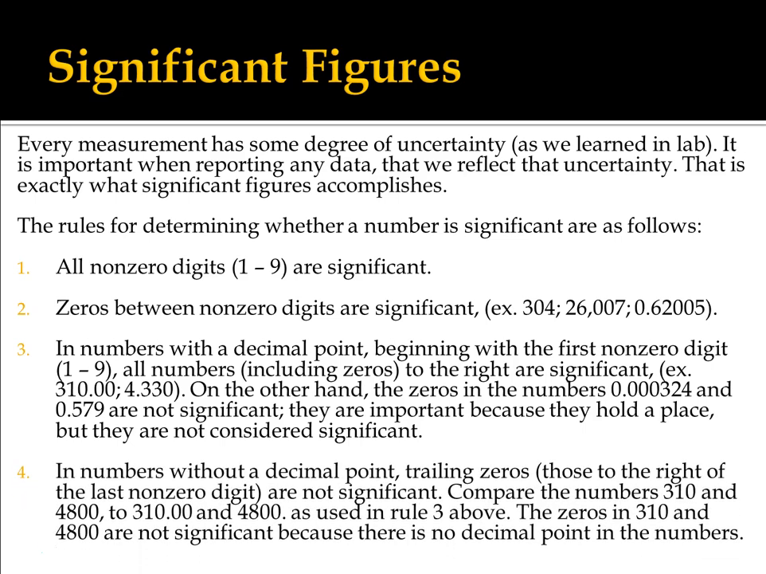And in numbers without a decimal point, where you have trailing zeros, as in the case of the number 1000, those to the right of the last non-zero digit are not significant. Compare the numbers 310 and 4800 to 310.00 and 4800 with a decimal point, as used in Rule 3 above. The zeros in 310 and 4800 are not significant because there is no decimal point following those zeros.